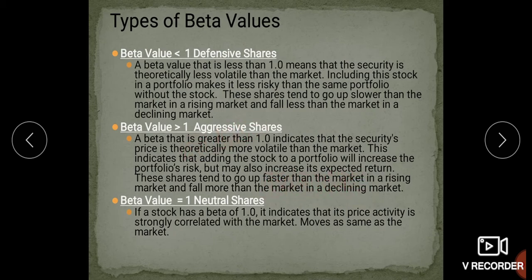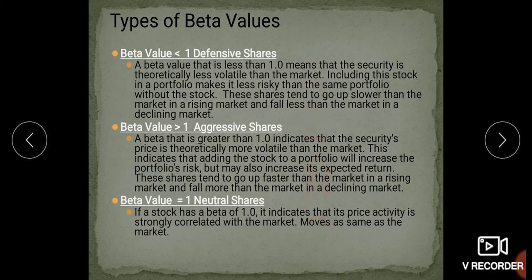So these are aggressive shares, and this is the case in which beta value is equal to 1. That means if a stock has a beta of 1, it indicates the price activity is strongly correlated with the market. So the price of a share moves exactly like the changes that happen in the market. When the market goes up at a rate, the share price also moves up at the same rate. If the market goes down at the same rate, the share price will move down.